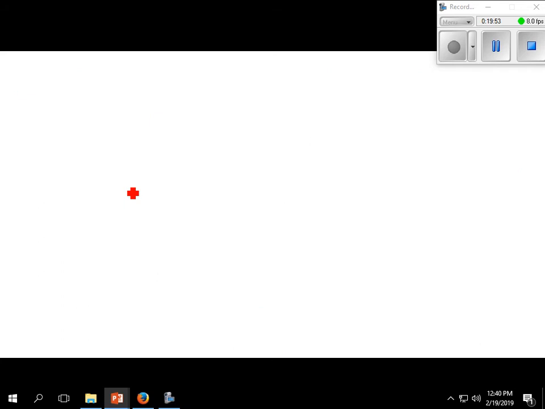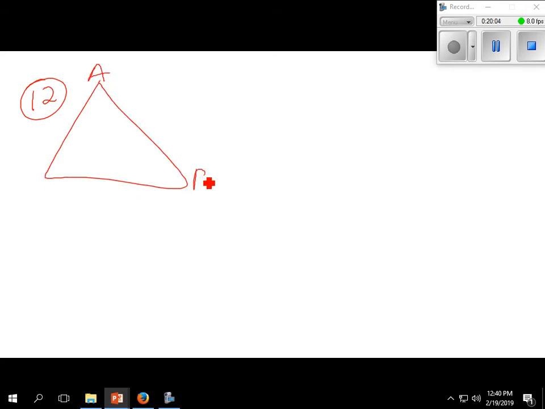Next one, number 12. They give us this triangle, A, B, C. This angle's 63 degrees. This angle's 60 degrees. As soon as I see that, the first thing I want to do before I even read the problem is figure out what the third angle is. I don't know whether we'll need it or not, but might as well figure it out. Those two added together is 123. Subtract that from 180. You get 57, so this angle's got to be 57 degrees.